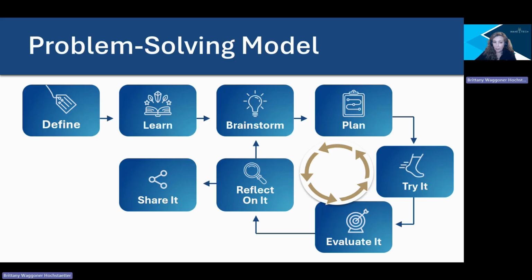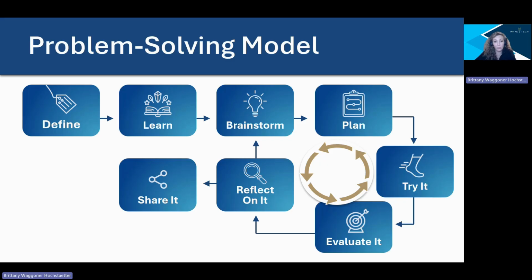Next, we move on to learn. At this stage, we gather information about the problem. This could include researching background information, consulting with experts, or analyzing data. The goal here is to understand the context and the constraints.